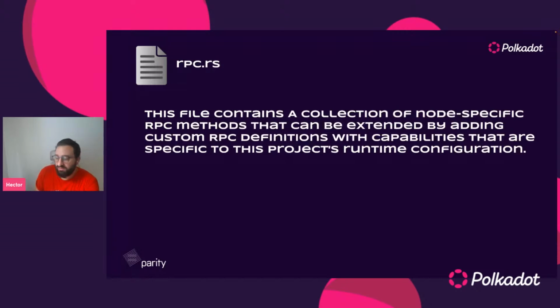Then there is another super important file, which in the previous deep dive sessions was reviewed in depth, and I recommend you go to that one, which is the RPC file. In the RPC file, you can define, first of all, the collection of node-specific RPC methods that come with a node by default. But also in here, you can add your custom RPCs. I will not go in depth on this customization of RPCs because the previous deep dive sessions go very much in depth on that.